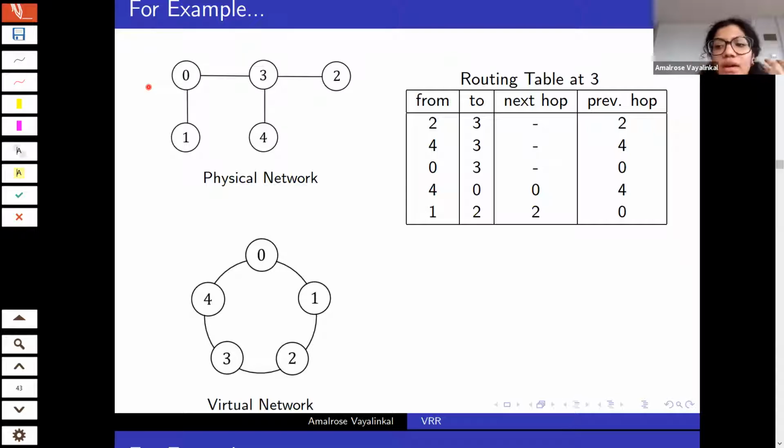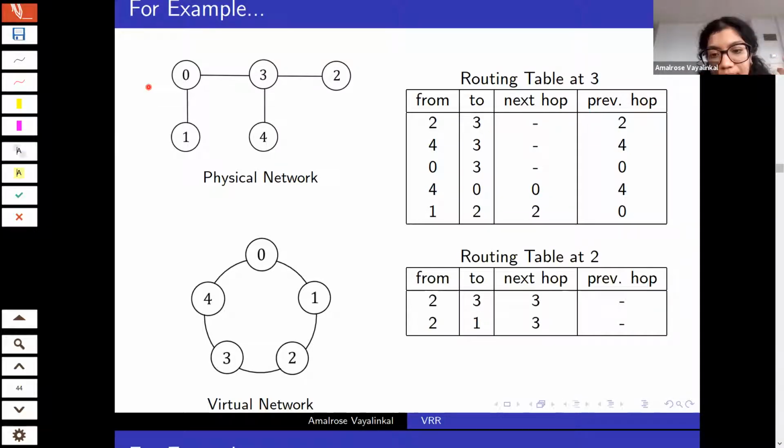Okay. And we can compare this with the routing table at 2, where you would add the physical neighbors of 2 first. So that's 3, which just sends it to 3, and there's no previous hop because we start at 2. That's the only physical neighbor. So the next thing we want to add is the virtual neighbor, which is 1. So going from 2 to 1, we're at 2, and so the next hop is going to be 3.